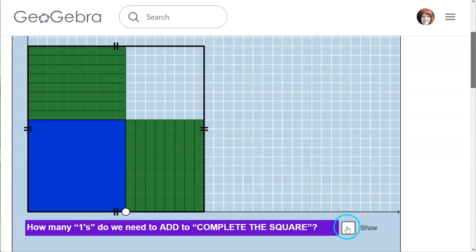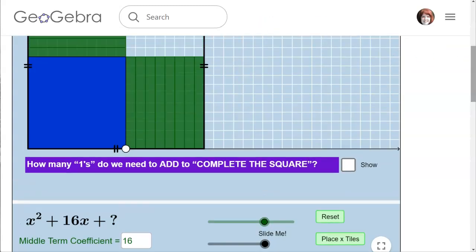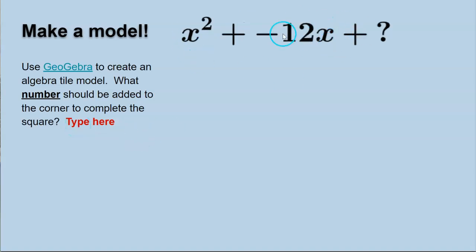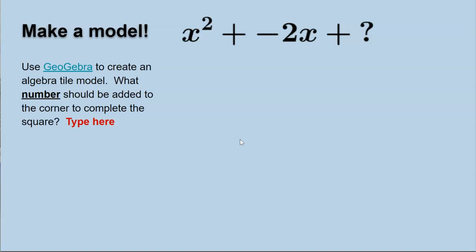And when they do, if you click here, it'll show the number and they can count them up. But hopefully they don't need to count them up. And then they're going to take a picture, put it on the slide, and just answer the question. So they will type here and answer the question. They'll create it again, this time make that middle term negative 12x. Doing the same thing, how many tiles did they need? This is very quick. It's just change that number, take a screenshot of the tile model, and put the number here. All right, there's the third one, and then they have a 4th one. So they have a total of 4 of these slides.